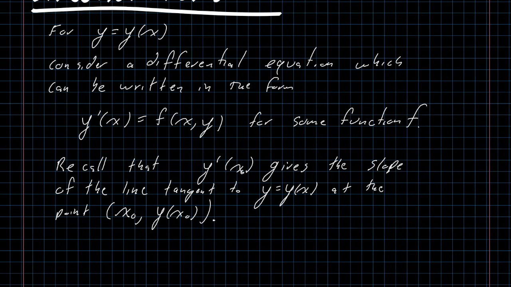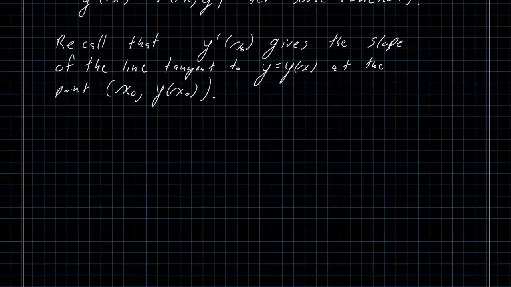Because when we think about the derivative, one of the early applications we saw for the derivative was writing the equation of a tangent line. Y prime is the slope of the tangent line. And when the equation is given in this form, if we pick any x and y, we get the slope of the tangent line at that point. All right, let's look at a specific example to see why this is useful.